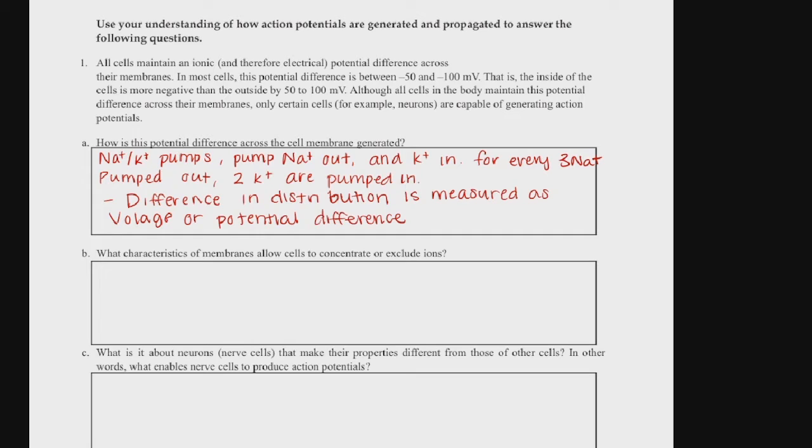Okay, B. What characteristics of membranes allow cells to concentrate or exclude ions? Permeable ions, like sodium, potassium. Oh, sorry. Totally read my own explanation wrong. So the cell membranes are selectively permeable.